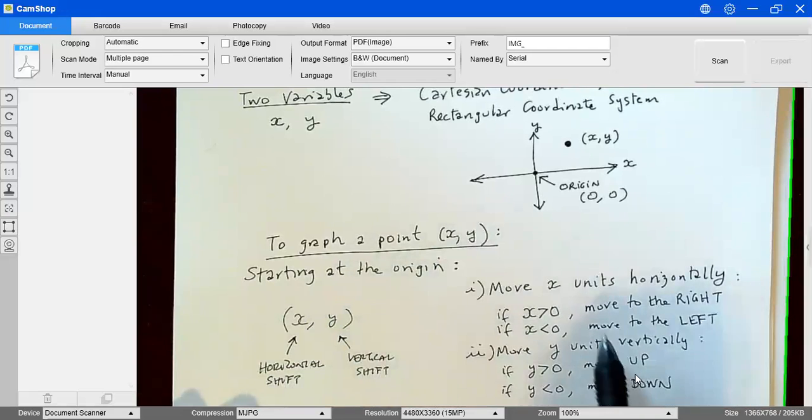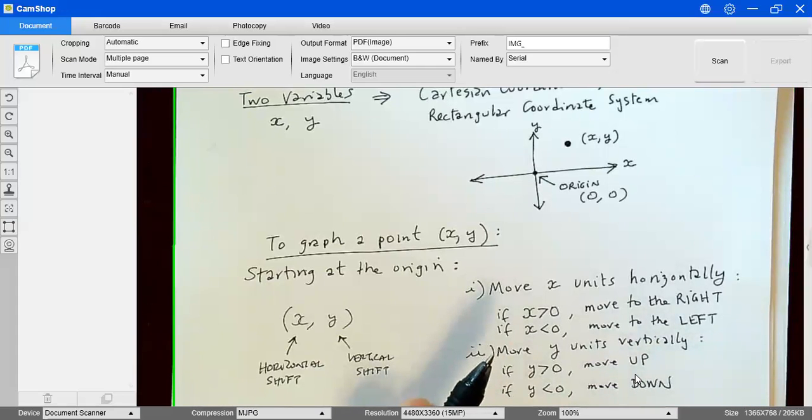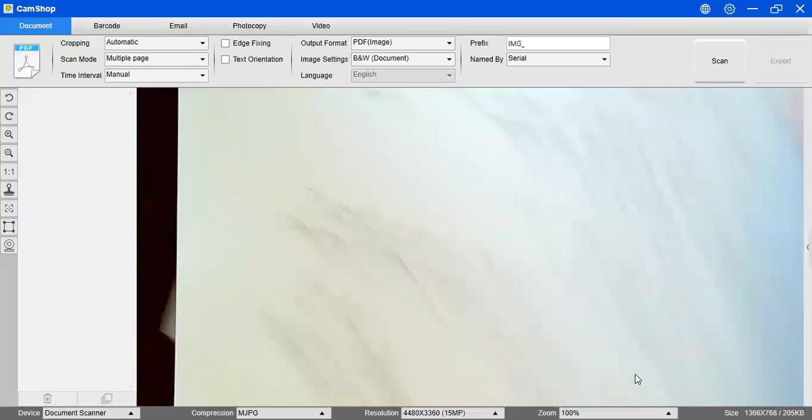So if you have your x positive, you're going to move to the right. If you have your x negative, you're going to move to the left. And also if you have your y positive, you move up. If you have your y negative, you move down. So with these instructions, with these steps, we're going to solve one example. And actually the example is just plotting a lot of points, and you're going to do the same thing. So let's start then with example 1.